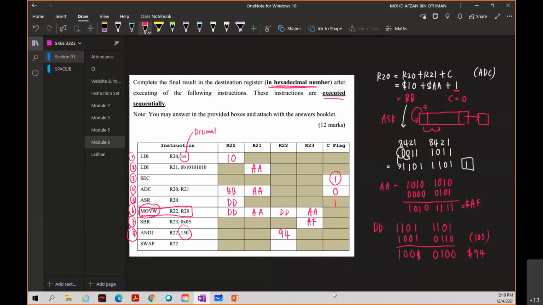Okay, so now the value of R22 is 94. So what happened here is 4 will go to location 9 and 9 will go to location 4. So the final answer will be 4, 9.